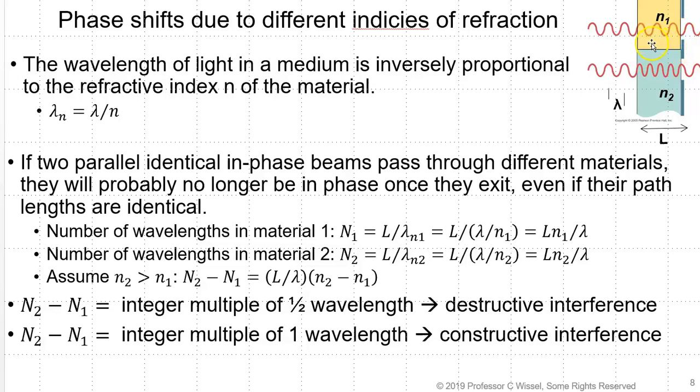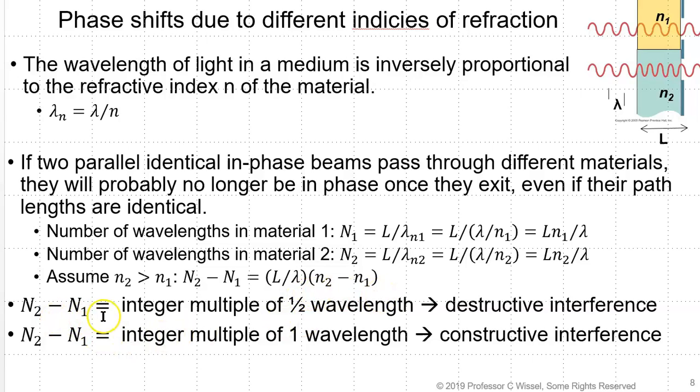So we're going to count the number of wavelengths in material 1, and that'll be L, the thickness of the material, divided by the wavelength in the material. And remember, that's going to change. And that will then be L times N1 divided by lambda. For material 2, we get pretty much the same thing, but now we're talking about N2. So we're going to assume that N2 is greater than N1, and we need to find the difference. We're interested in the difference between these two paths. And we subtract: N2 minus N1 equals L over lambda times the quantity (N2 minus N1).